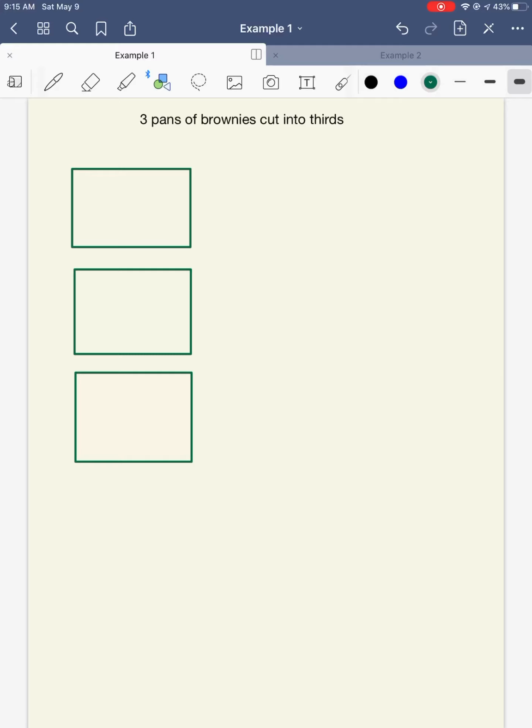So we're going to start with this first example here. We're going to think of 3 pans of brownies, fresh out of the oven, and we're going to cut them into thirds. So each of these rectangles here is going to represent our pan of brownies. So this is a pan, this is a pan, this is a pan. So we've got our 3 pans of brownies, obviously. And we're going to cut them into thirds, which shouldn't be too difficult to manage and visualize.